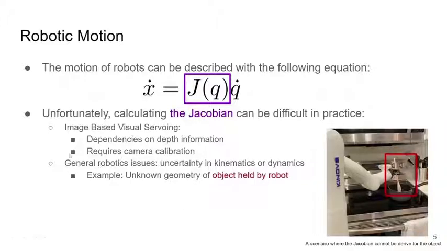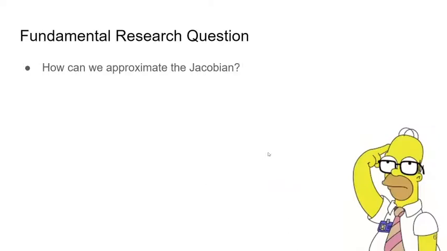The other issue is in more general robotics, where there might be uncertainty in the kinematics or the dynamics of the robotic system. An example of what we refer to here is that there might be an unknown geometry of the object held by a robot, such as the wooden spoon in the image here. And here we might have the end effector location defined as the tip of the wooden spoon, but because we don't know anything about this object, we can't derive a closed form analytic Jacobian term, and so we need a way to approximate it instead. So the fundamental research question of this work is, how can we approximate the Jacobian?